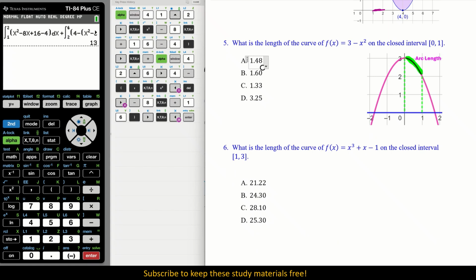What is the length of the curve f of x equals 3 minus x squared on the closed interval of 0, 1. Okay, so we are not doing the area. I have it highlighted and I have it all graphed out for you. And we just want that little portion there, that little curve from the 0 to 1. That's it. So, well, that's not bad.